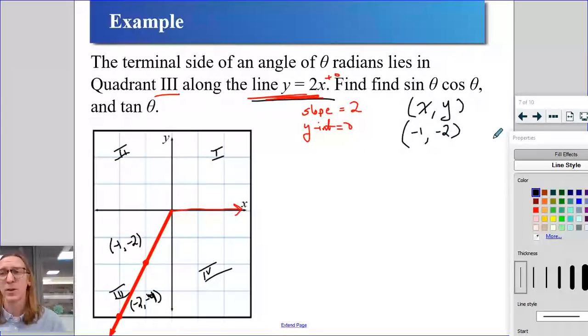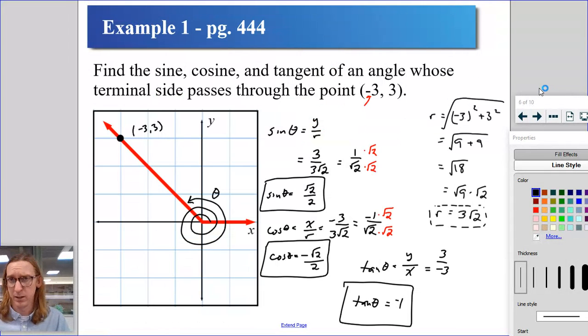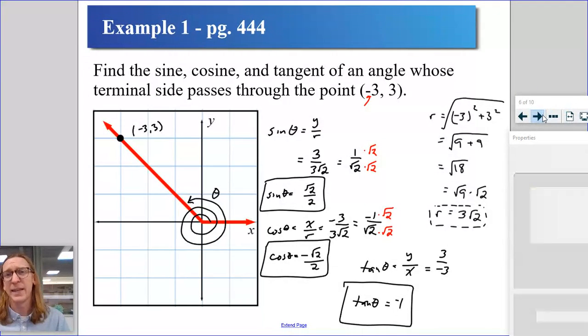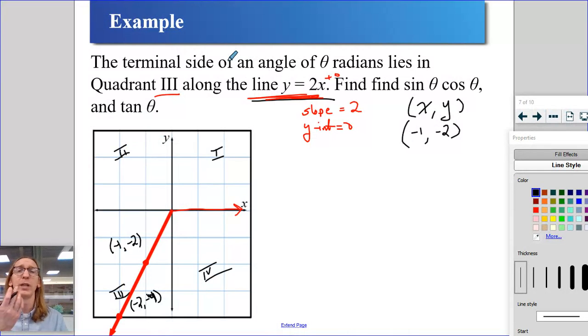They didn't give me the coordinates like they did on this previous example. Like, hey, here's the point, go find sine, cosine, tangent. Instead, they gave me some information that I could then utilize to locate that coordinate. And this is all basic algebra that you've all done before. So it is the expectation that this is something that you can just do.